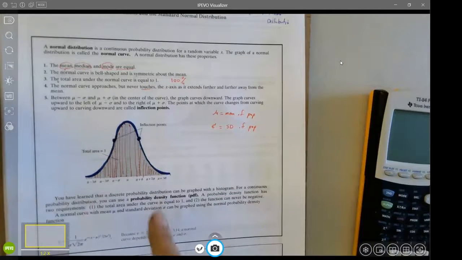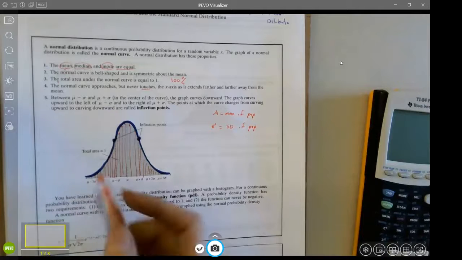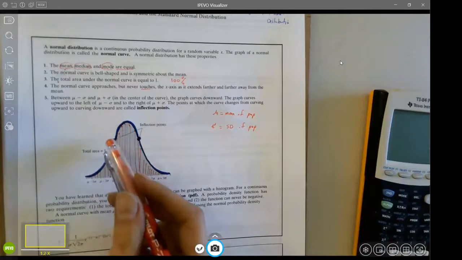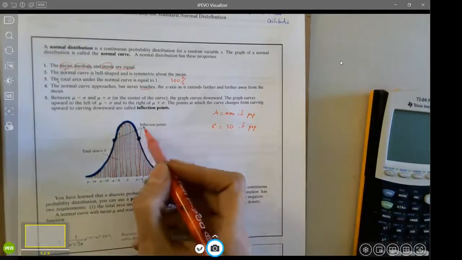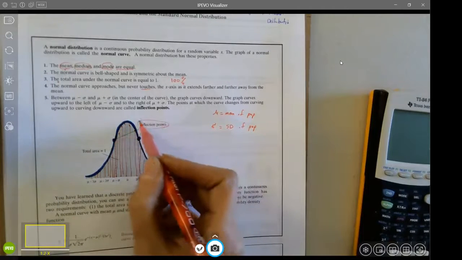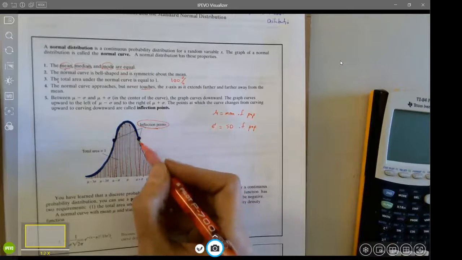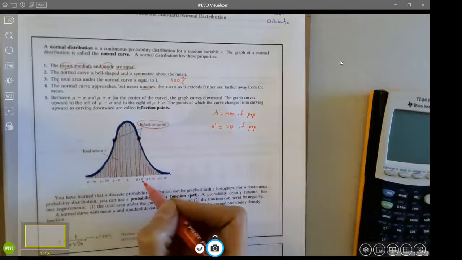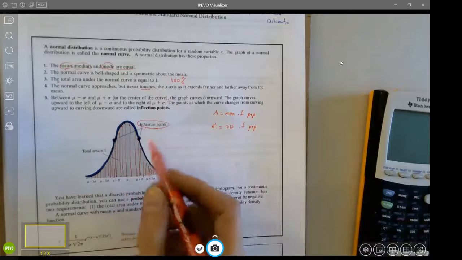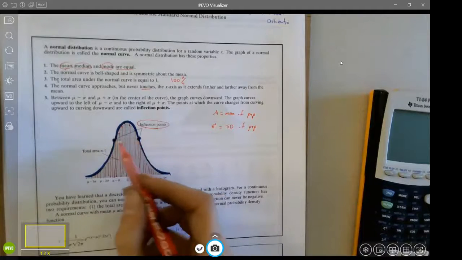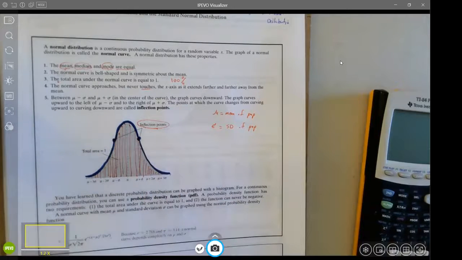Before that and after mu plus sigma, the curve opens up. These 2 points are called inflection points for the graph. The x value is mu plus sigma, another x value, mu minus sigma, and these 2 points on the graph are called inflection points.